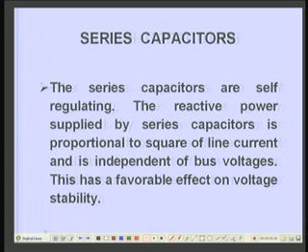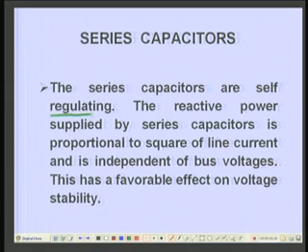Another device which is very important here is the series capacitor. We do not use series capacitors in the distribution system, but we have series compensation in the transmission network. The advantage of series capacitors is that the reactive power generated by them is proportional to the square of the current, and therefore, series capacitors are self-regulating.